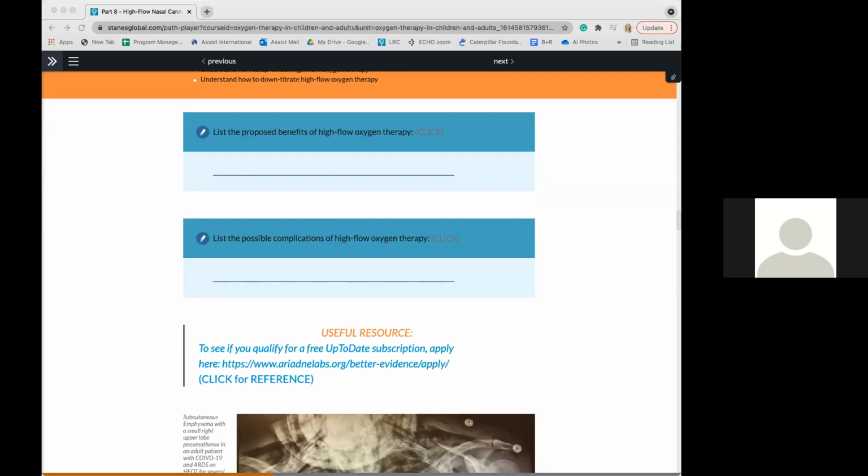High flow oxygen therapy also offers some small positive end expiratory pressure, or what we call small continuous positive airway pressure, which is CPAP, and this has been shown to increase oxygenation as well as improve oxygen saturations, because it helps to open up the alveoli, recruit more alveoli so that they can participate in oxygenation.